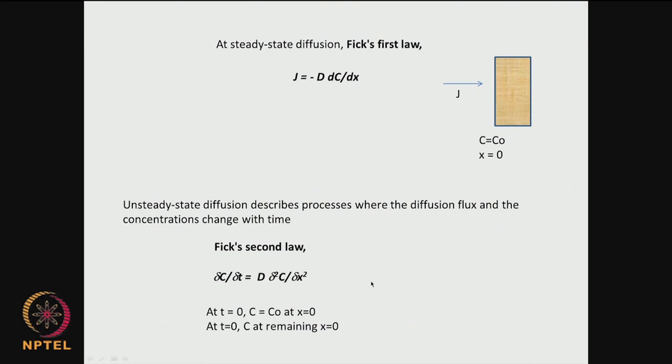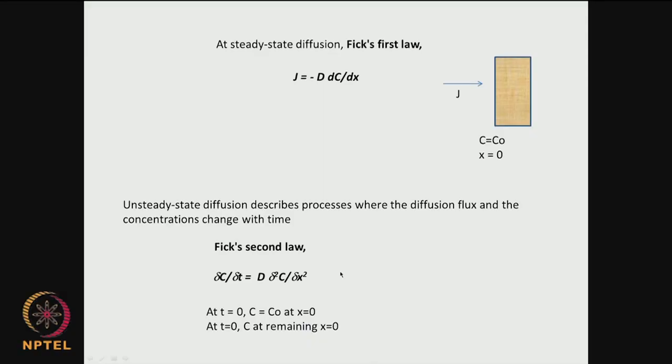If you have y and z, you can put in d square C by dy square, d square C by dz square, and so on. So, it is a partial differential equation. That is why we put it like this, whereas here we put it like this. Okay. This is an ordinary differential equation, whereas this is a partial differential equation. So, the concentration is a function of time as well as distance. Here it could be just x, but you can have x, y, z, all the three coordinates also.